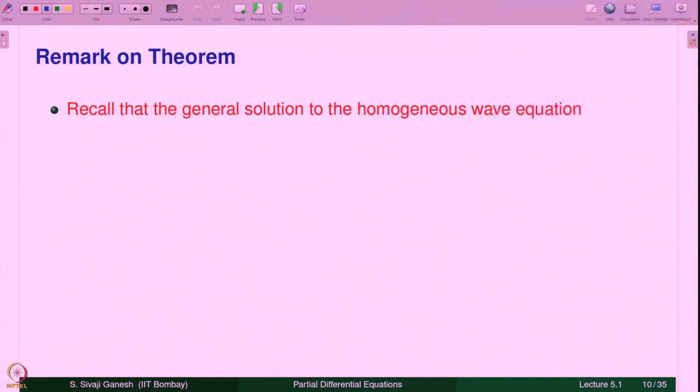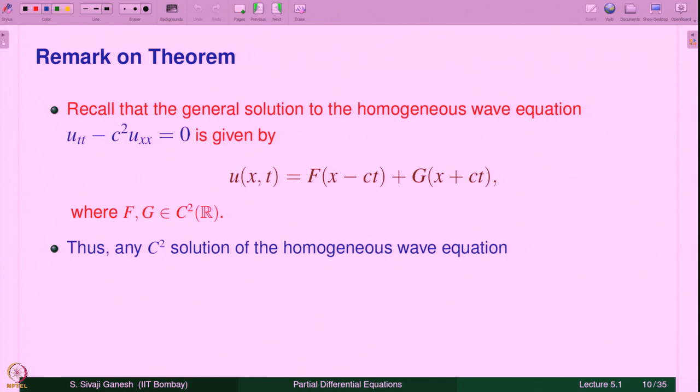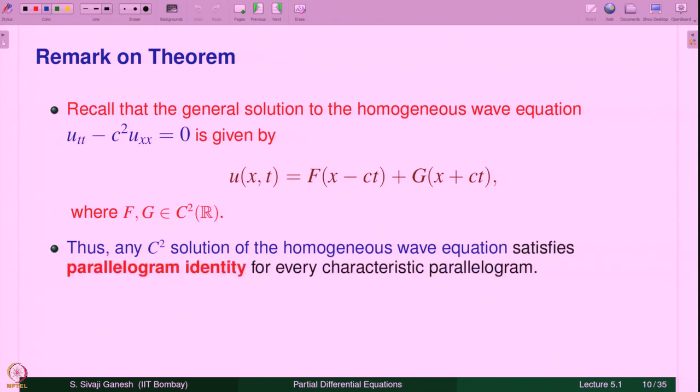So, as a remark on the theorem, recall that the general solution to the homogeneous wave equation u_tt minus c square u_xx equal to 0 is given by u(x,t) equal to f of x minus ct plus g of x plus ct, where f and g are C2 functions defined in R. Therefore, any C2 solution of the homogeneous wave equation satisfies the parallelogram identity for every characteristic parallelogram. Recall, the parallelogram identity is stated only for characteristic parallelograms.